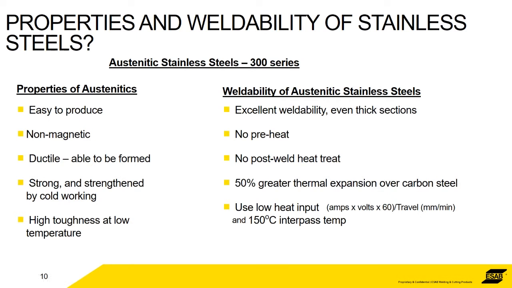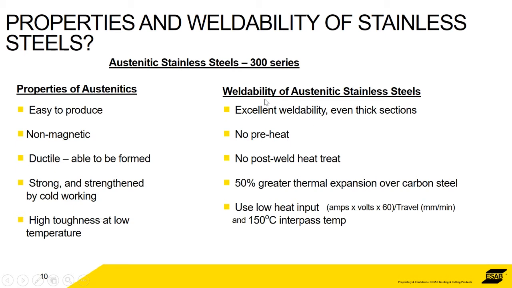So to list the properties, really, they are easy to produce. In terms of stainless steel, they are easy to produce. They don't have a lot of ferrite in them. It's ferrite that's magnetic. They don't have a lot of ferrite in them, so they're non-magnetic. One good thing is that they are able to be formed, so they're quite ductile and strong. So the strength of stainless steels is another good reason why people use them in manufacture. And they can be strengthened by cold working. And even at low temperatures, they do have a high toughness.